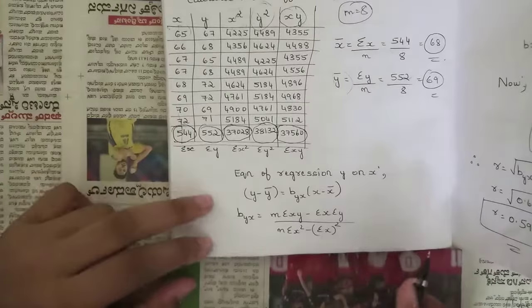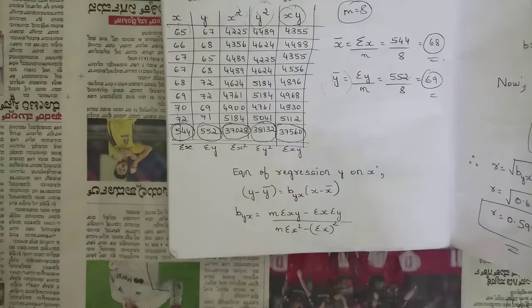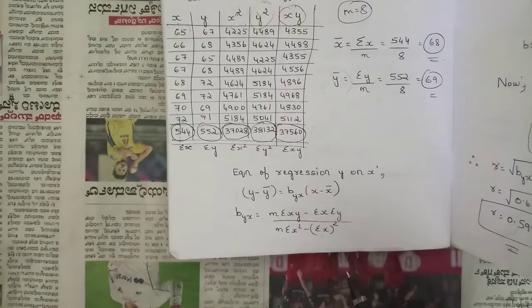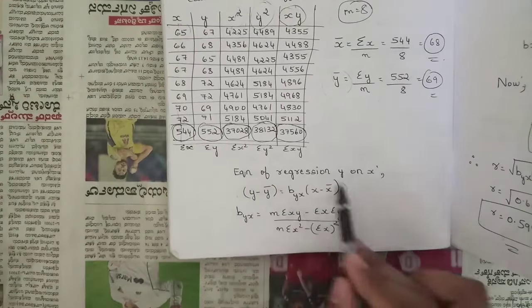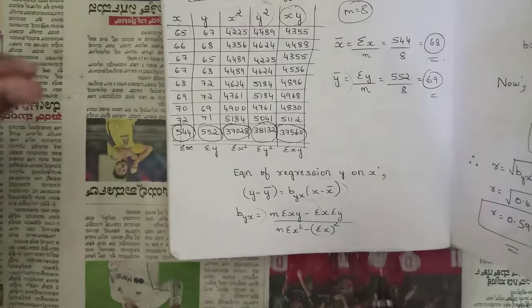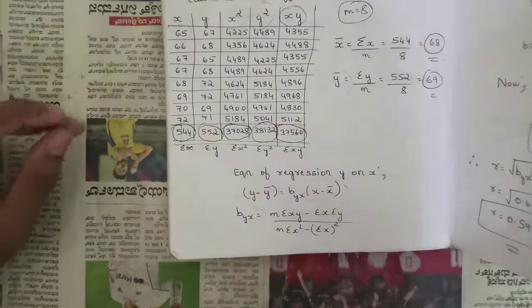So now again the same thing, calculate the equation of regression lines y on x and x on y. And y on x is given as y minus y bar equals b suffix yx into x minus x bar. Calculate b suffix yx. This is the formula. Again, whatever values we have got, substitute them.